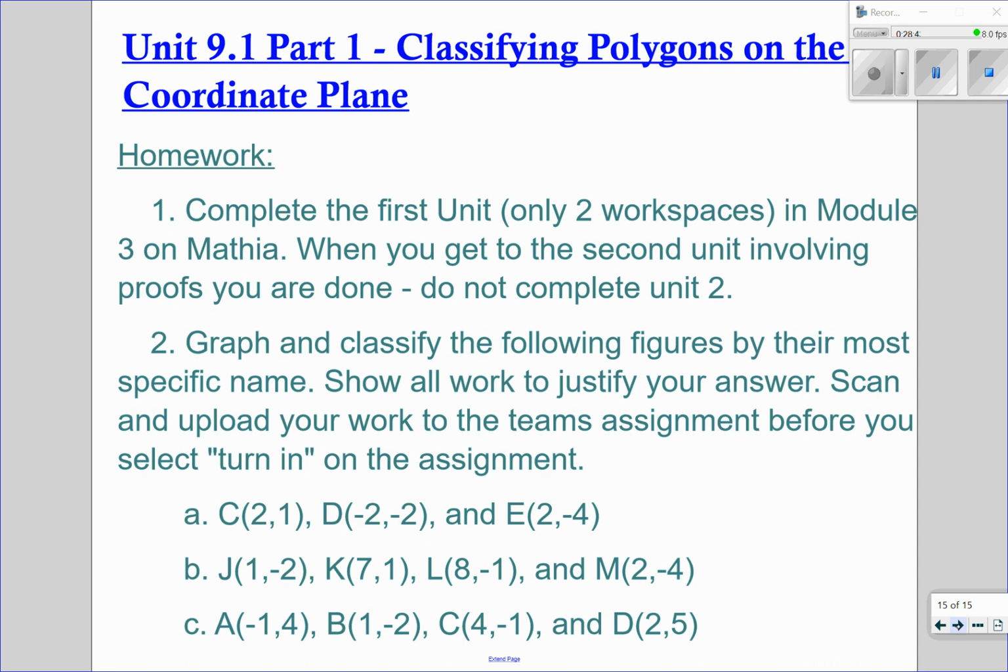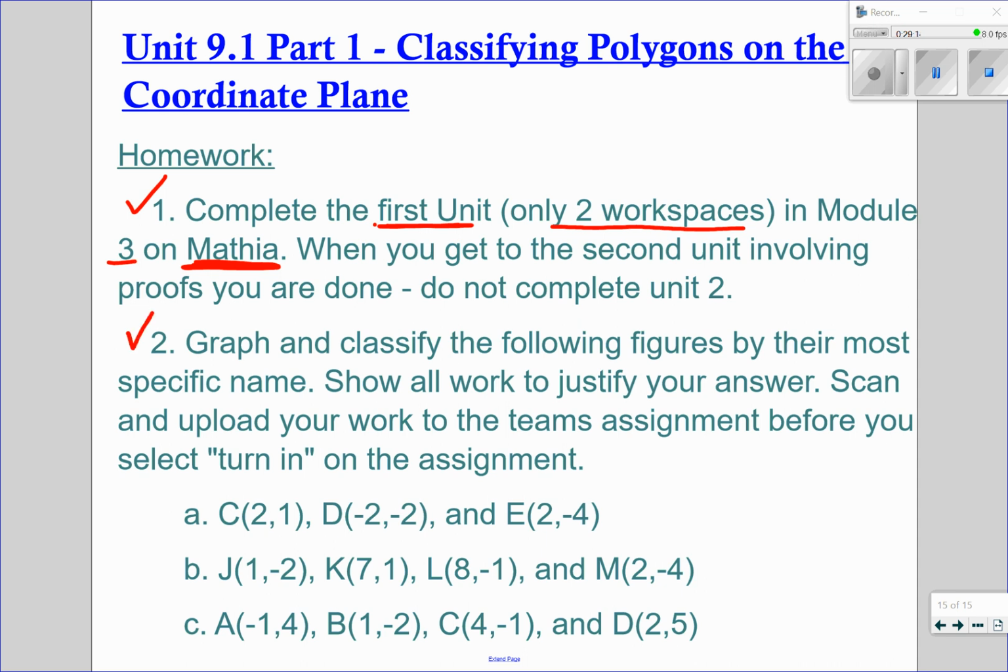This homework is actually due for you on Friday. So anytime by the end of the day on Friday, you need to have this completed. The first task is to go ahead and log on to Mathia, which is the platform that we've been using through Clever. You need to complete the first unit only, and it's only 2 workspaces. It's in Module 3. Module 3 should be unlocked for you. Make sure you complete that. Once you get to the second unit involving proofs, you're done. You don't need to go any further.